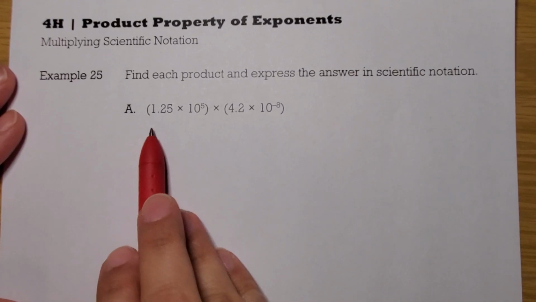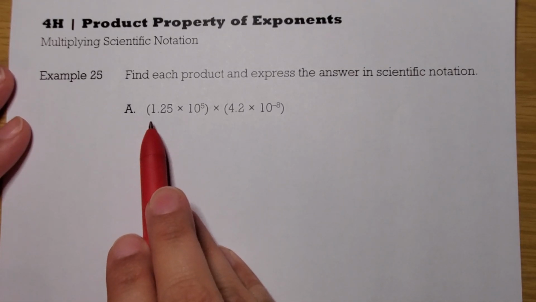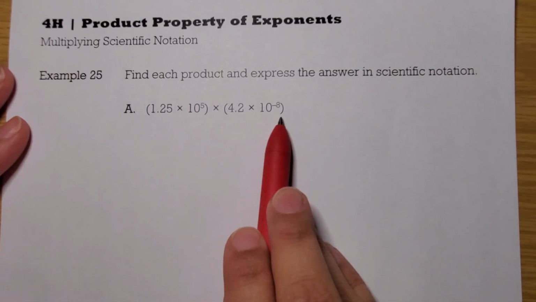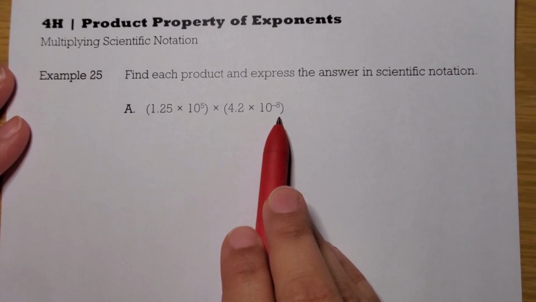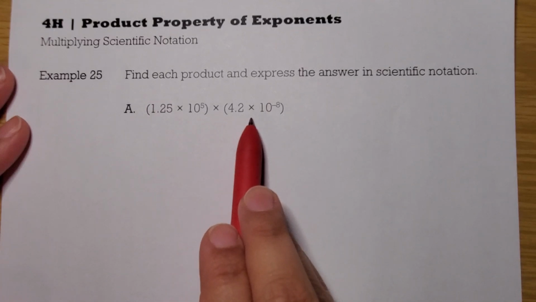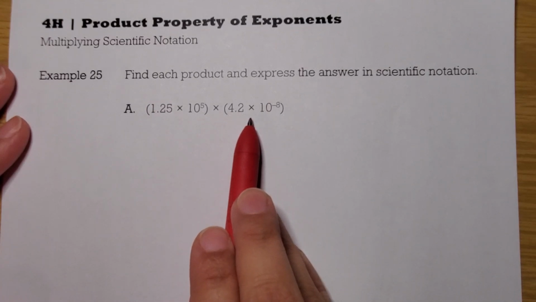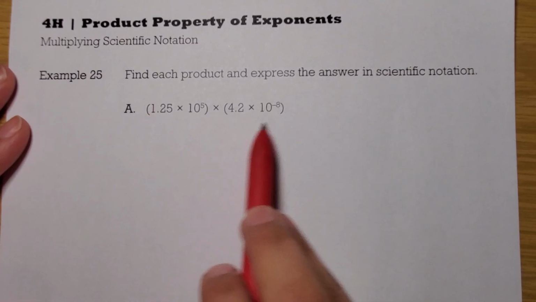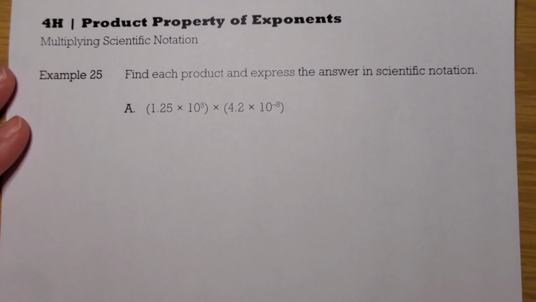So, we've got two numbers in scientific notation, 1.25 times 10 to the fifth, and 4.2 times 10 to the minus 8. Now, the associative property says that if all you have is multiplication, which is what we have here, then you can regroup, you can change the grouping of things. And the commutative property says that you can change the order of things if all you have is multiplication. So, here's how we're going to take advantage of that.